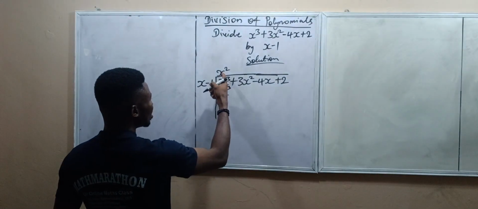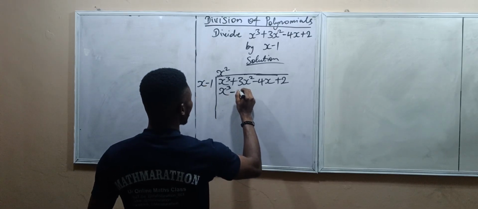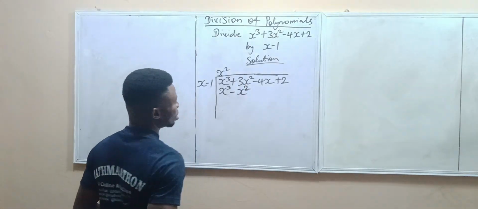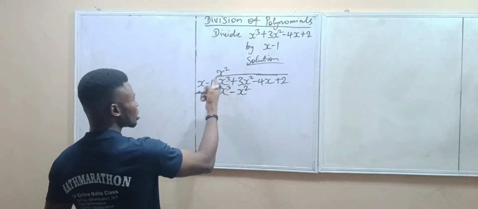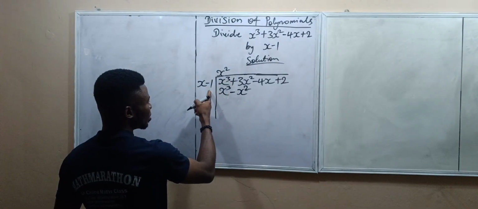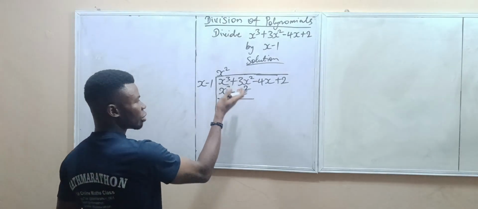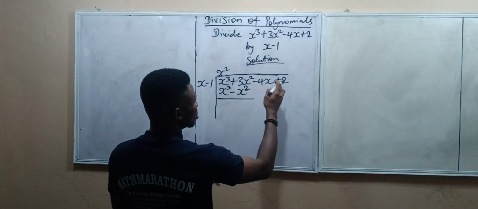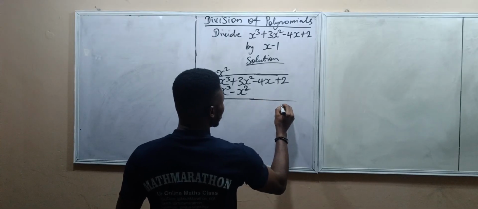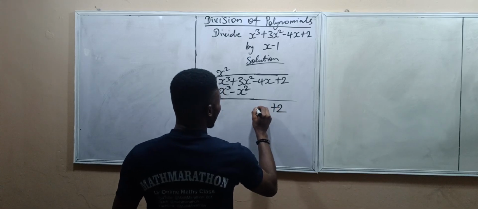And then x squared multiplied by minus 1 will give us minus x squared. Right? x squared times x will give us x cubed. Then x squared times minus 1 gives us minus x squared. Now you subtract. You subtract the second one from the first one. And of course, plus 2 minus 0 is still 2. Then this is plus 2 minus 4x.